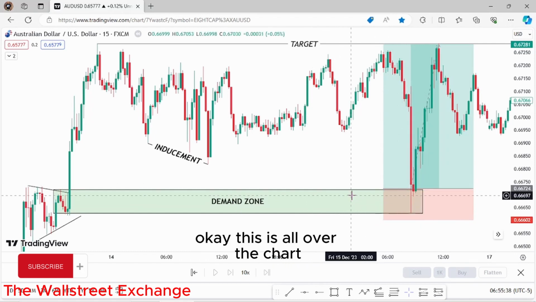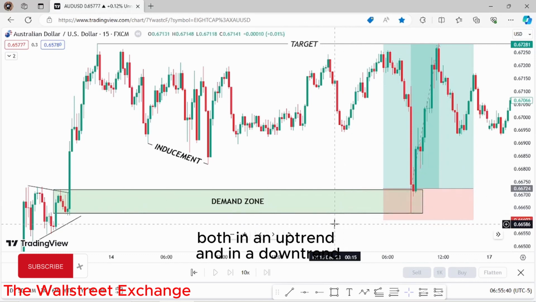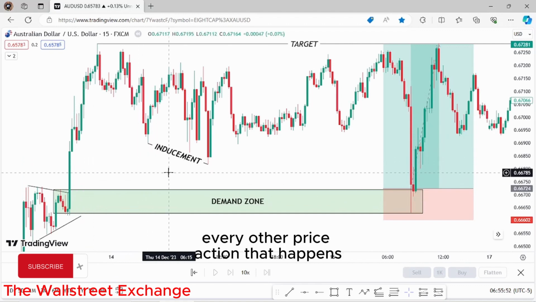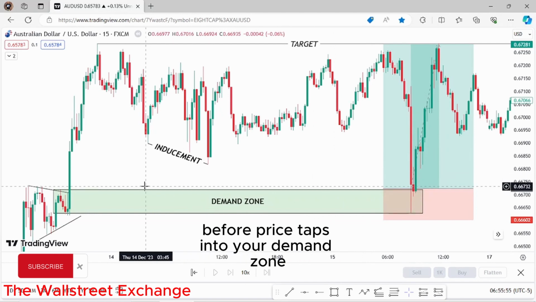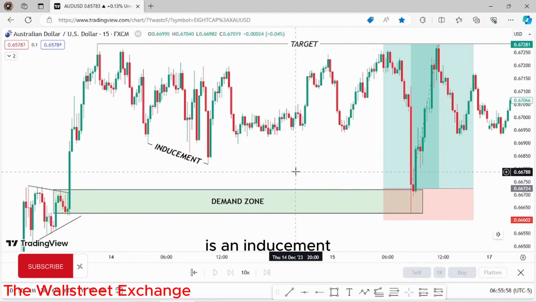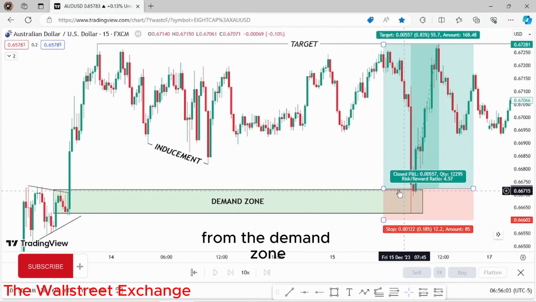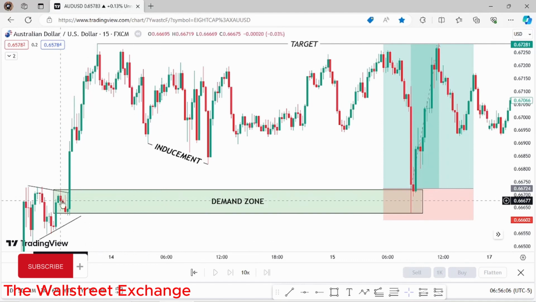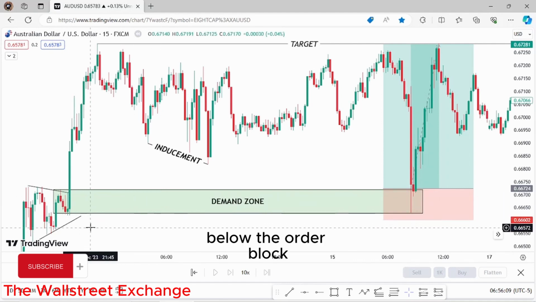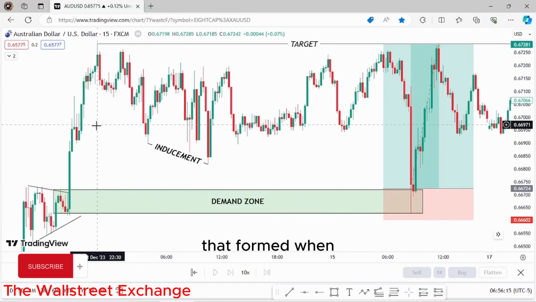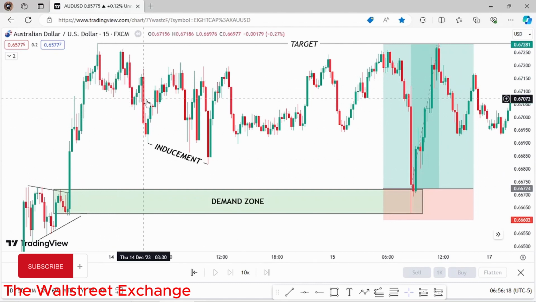Okay, this is all over the chart, both in an uptrend and in a downtrend. But for the purpose of this lesson, inducement in an uptrend looks like this. Once you mark out your demand zone, every other price action that happens before price taps into your demand zone is an inducement, and that is where you don't want to take trades from. You take your trades from the demand zone, your order block, set your stop loss below the order block, and take your target on the swing high that formed when price broke to the upside. It is as simple as that.